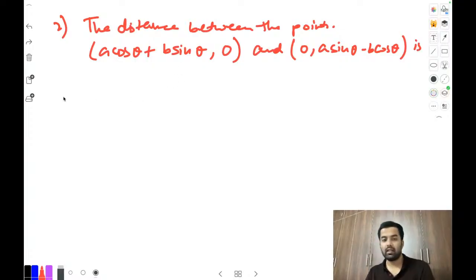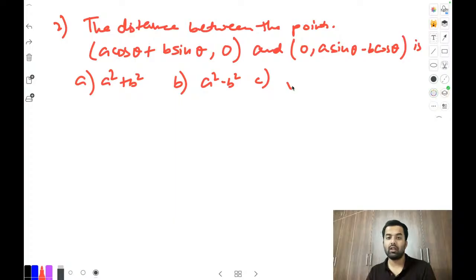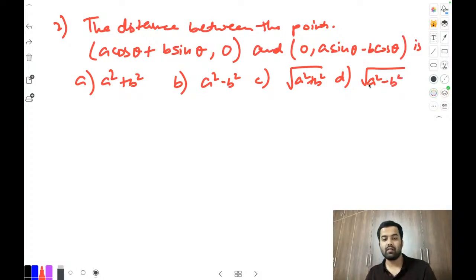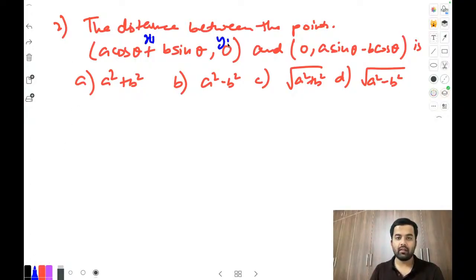Okay, just figure out. Again, apply the same formula, you'll get the answer. A square plus B square is the distance. B option is A square minus B square. C option is root under A square plus B square. And the last one, root under A square minus B square. Figure out the answers, everyone. You have the x1 y1 x2 y2. So this way only just figure out. This one is x1, this one is y1, this is x2, this is y2. Figure out the answers and let me know the answer in the comment box.